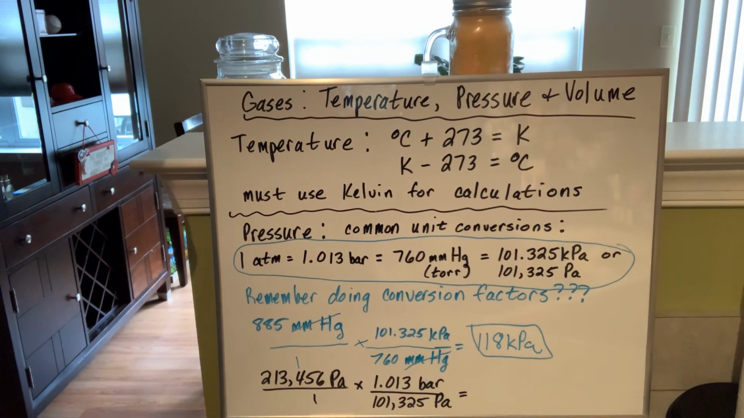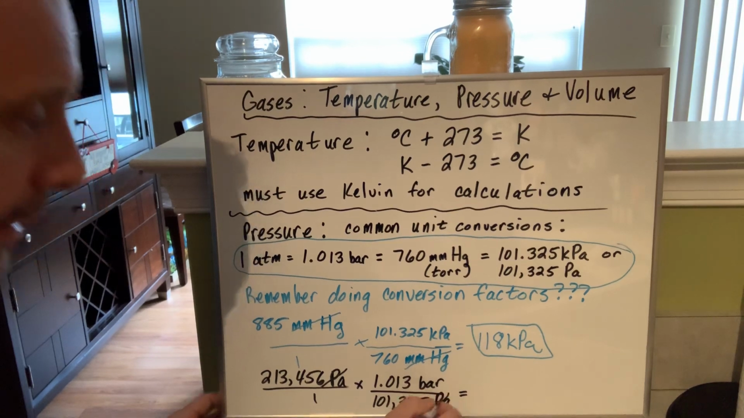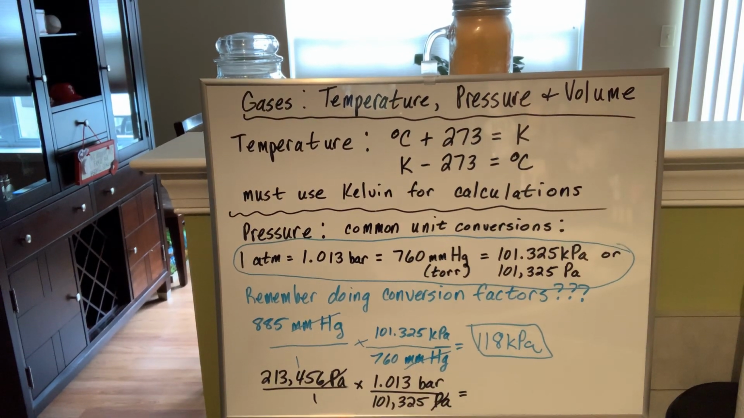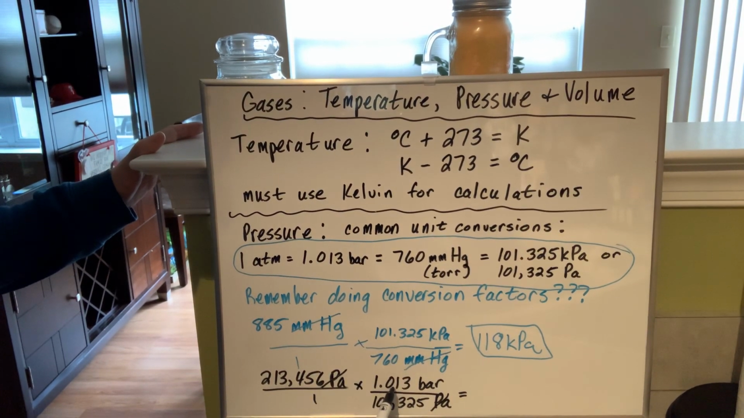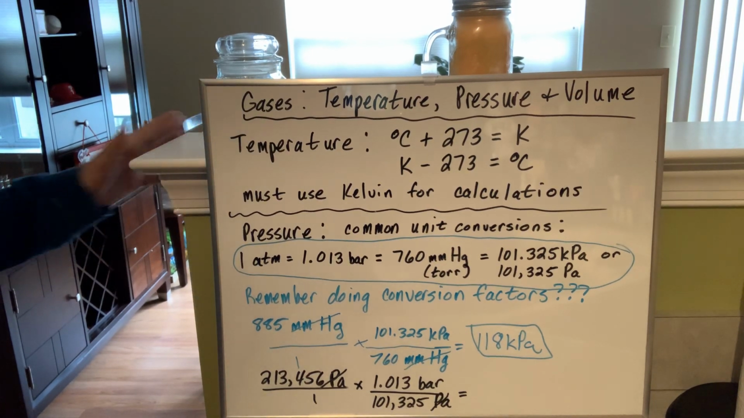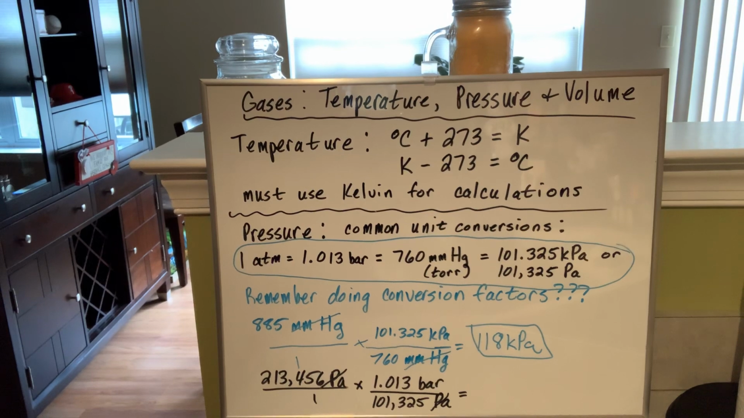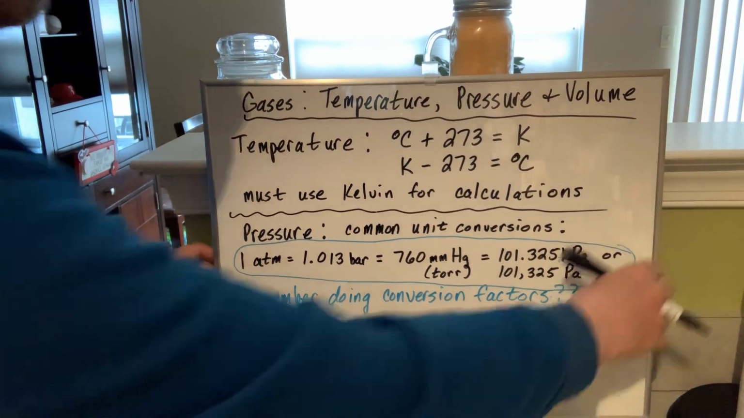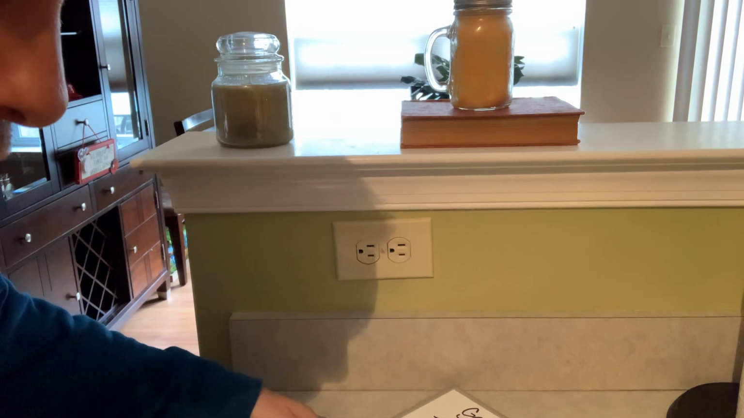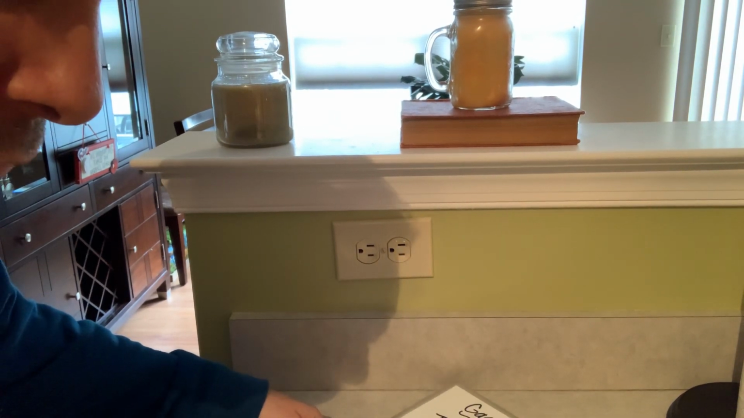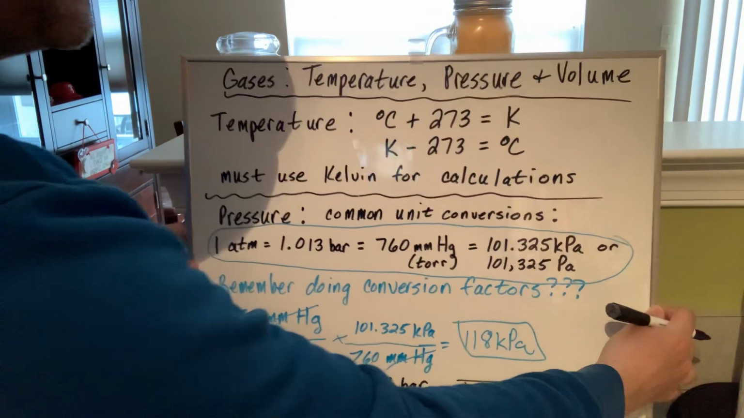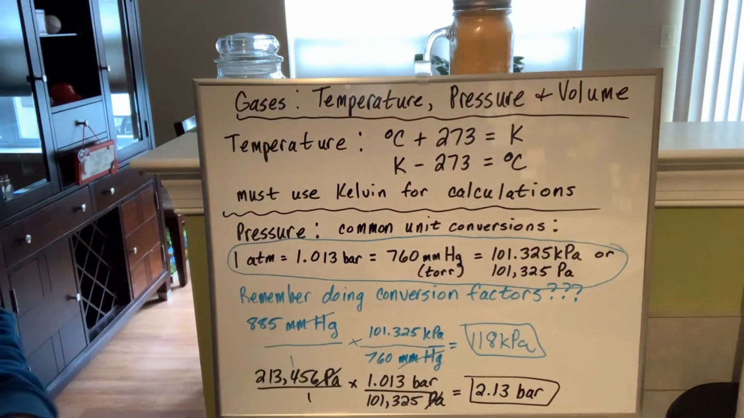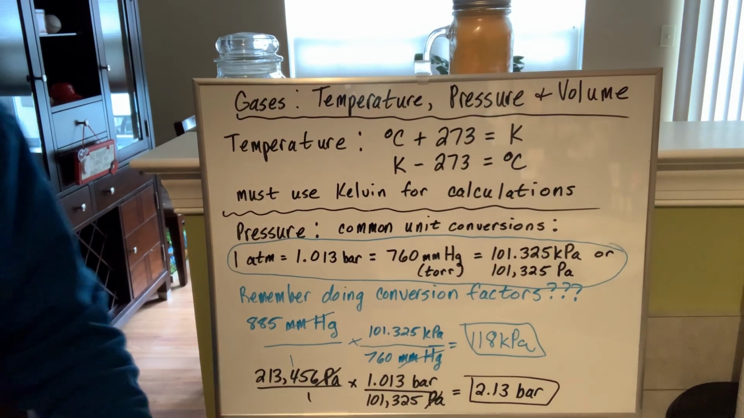All right, I'm starting to run out of room. But the Pascal PA here and PA here will cancel out. So to get this answer, you're going to do 213,456 times 1.013, and then we're going to divide by 101,325. Now, I did this earlier also, and I got an answer very close to 2.13 bar, and I box that off, okay? And there is how I get my units to convert.